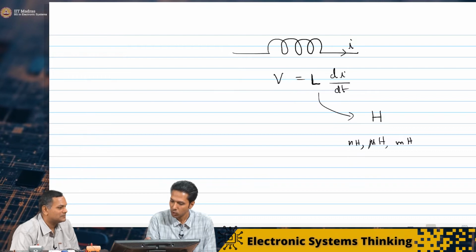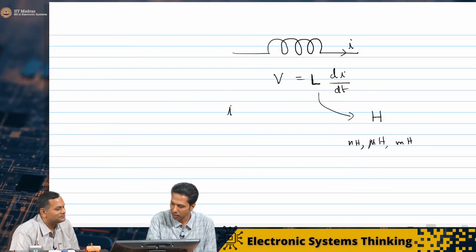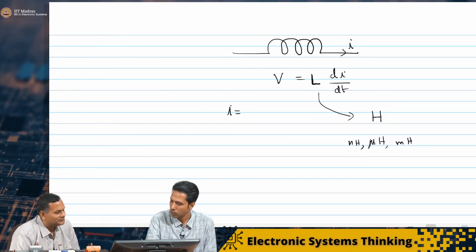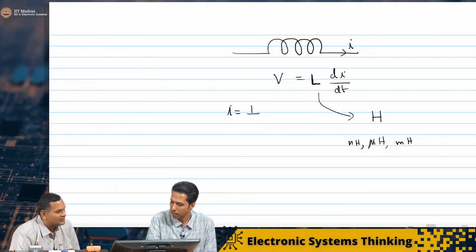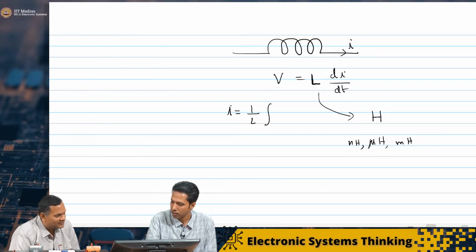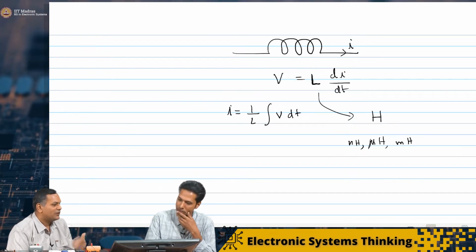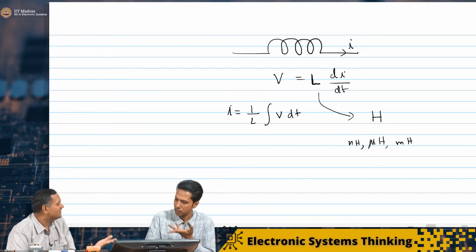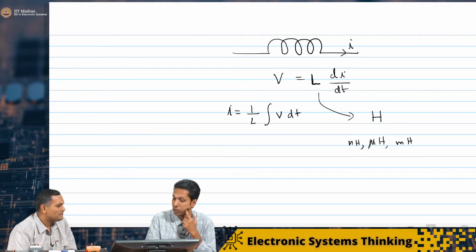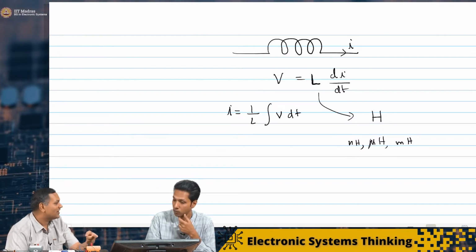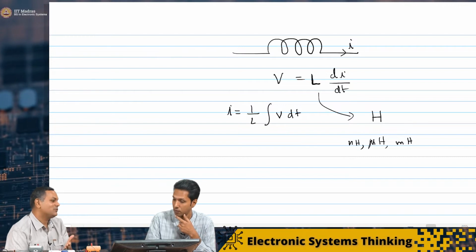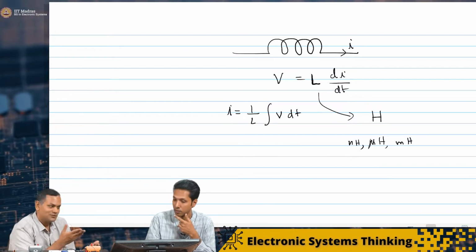Okay. So, I can just write it as I is equal to 1 by L integral V dt. Depending on which is more convenient, you can use either the differential form or the integral form. Because sometimes you know the current and want to find out the voltage, and sometimes you know the voltage and want to find out the current. So it looks like we can do both.